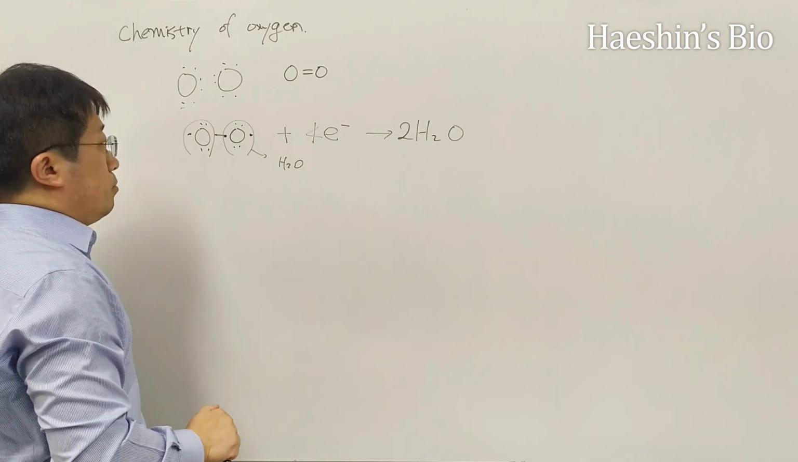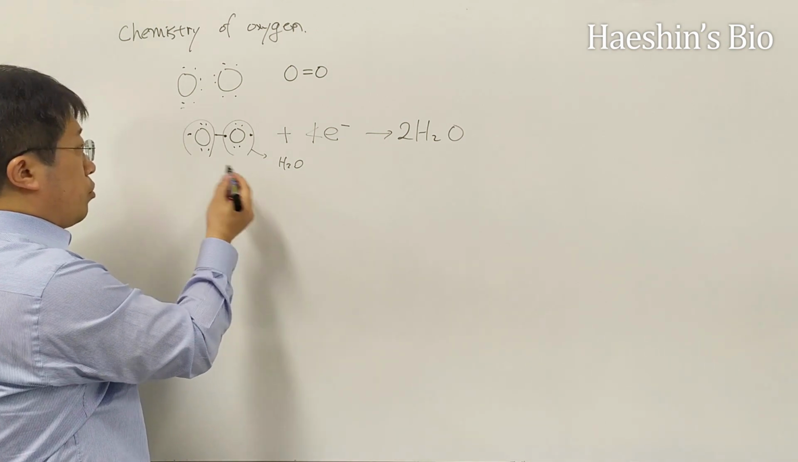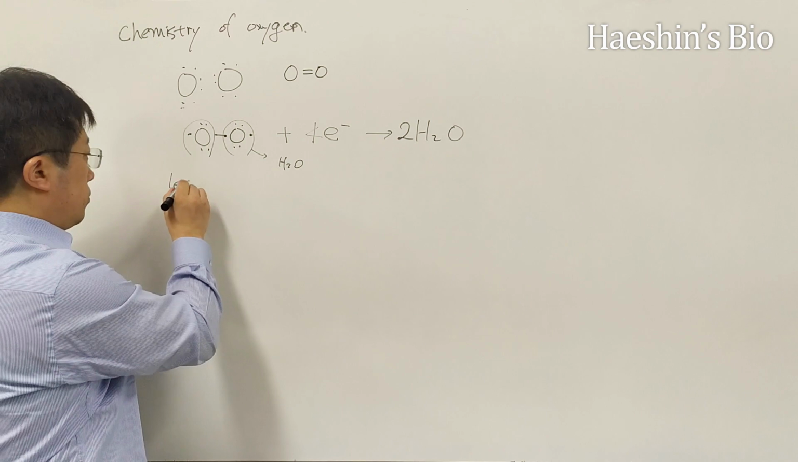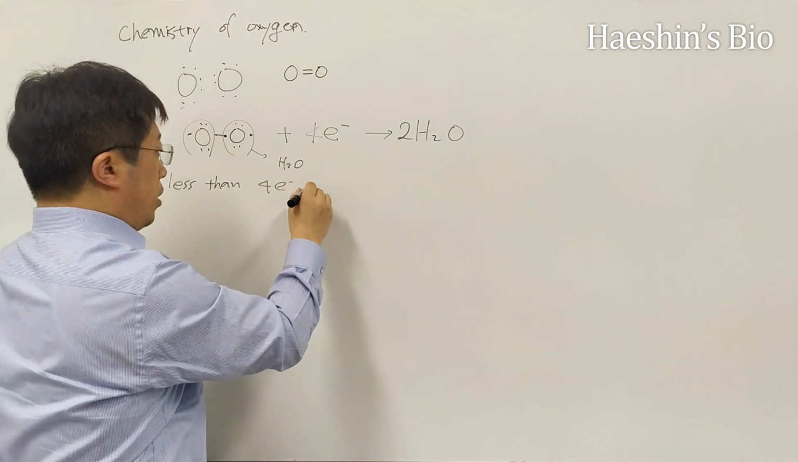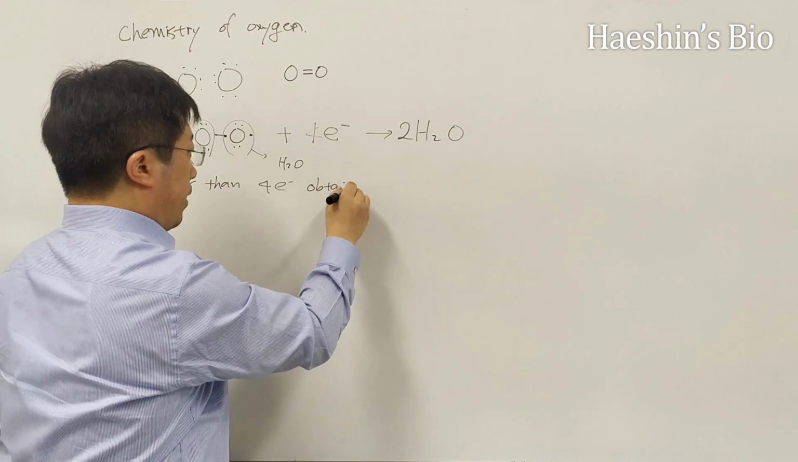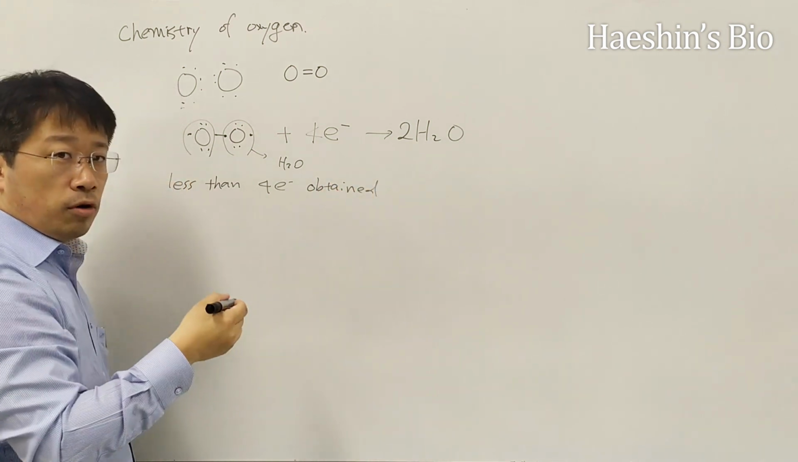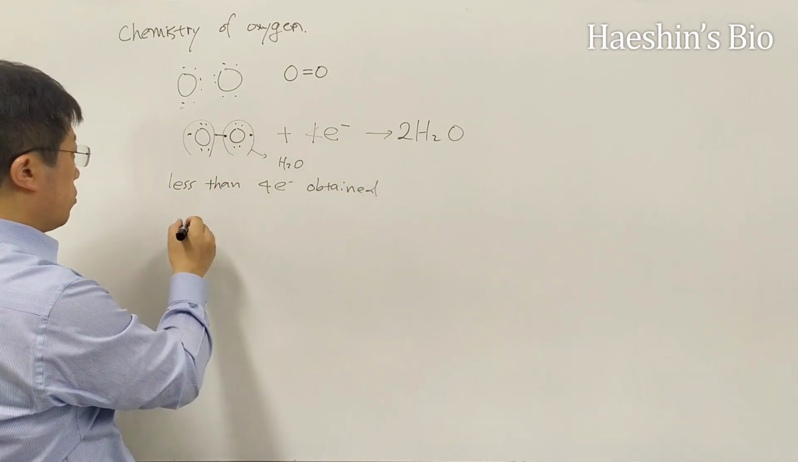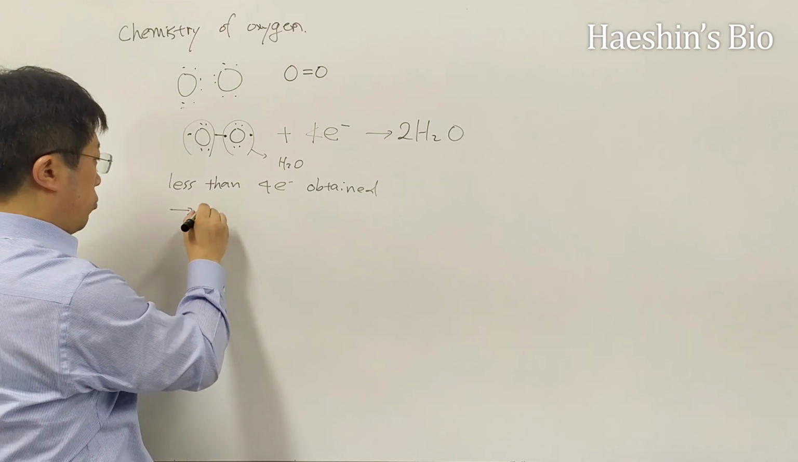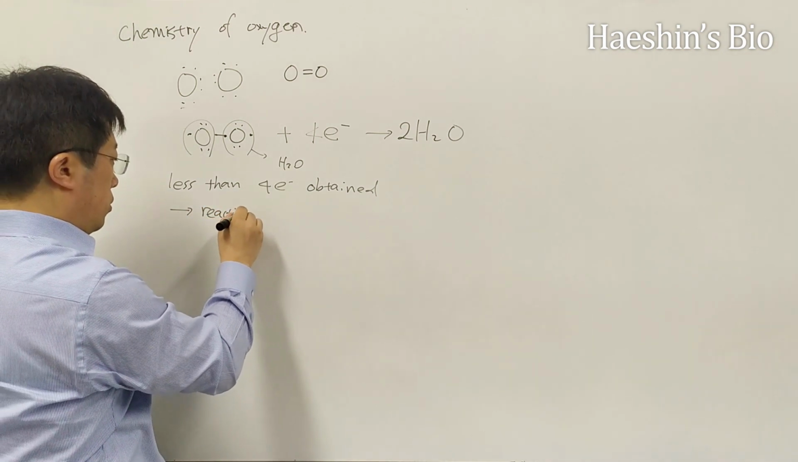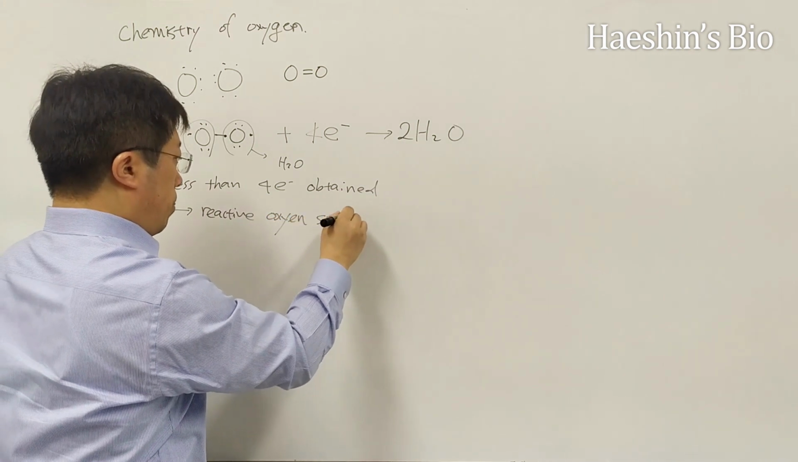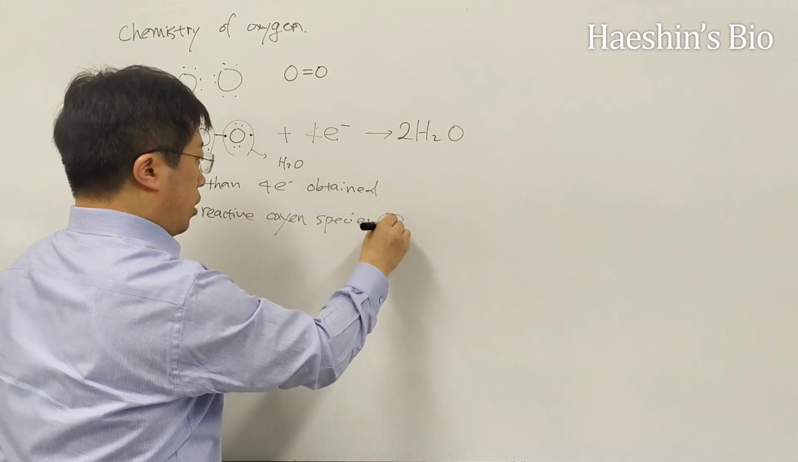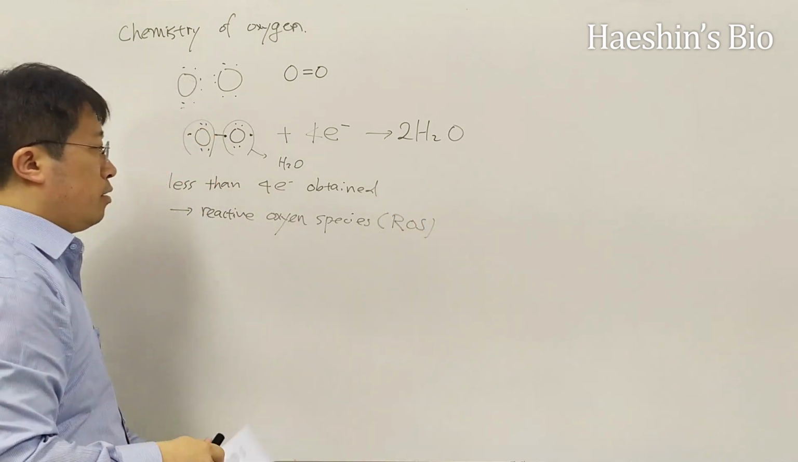But when you have less than 4 electrons obtained, that we call reactive oxygen. We call it reactive oxygen species. So we call it ROS. So, the reactive oxygen species.